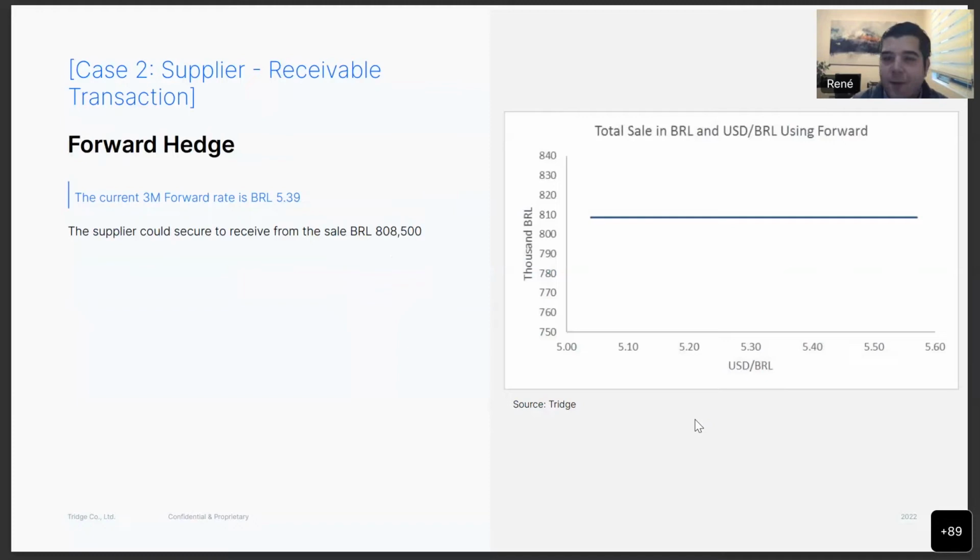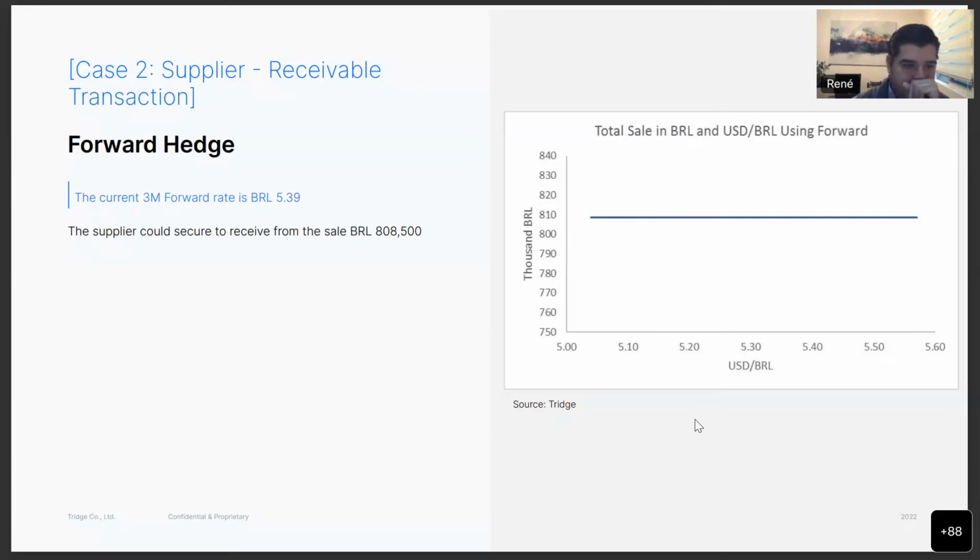Okay, so with the forward, as I said before, it's pretty straightforward. The seller knows how much reals he will get. In this case, with this exchange rate of 5.39 reals per dollar, he will get 1,000 reals, of course.